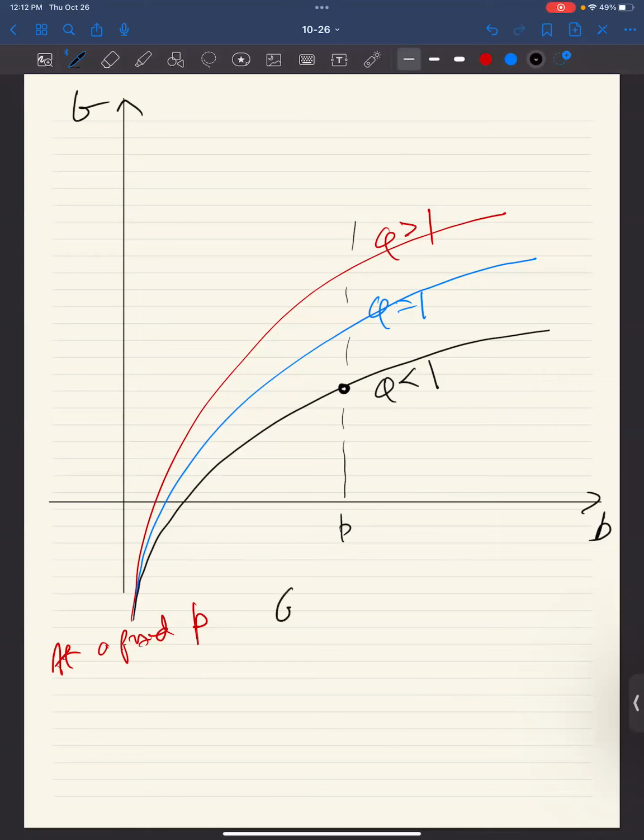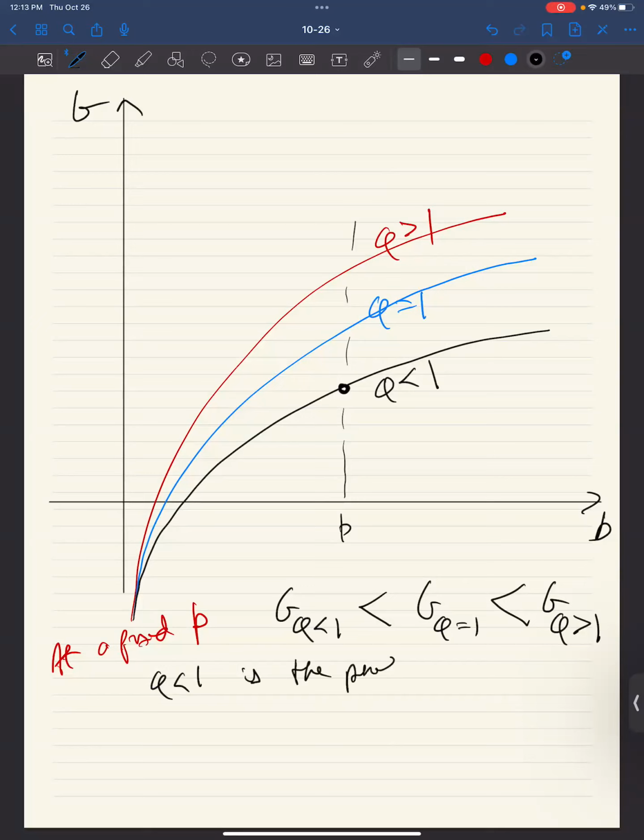At a fixed pressure, G for phi less than one is lower than G for phi equal to one, which is lower than G for phi more than one. So what does this tell us? G and P are proportional to each other. As P increases, so does G. In the other proof, you were trying to say the reverse is true. Don't worry about the other proof, that's your next homework bonus problem. Let's worry about this one now. At a fixed pressure, phi less than one is the preferred interaction, but why is that leading to attractive?